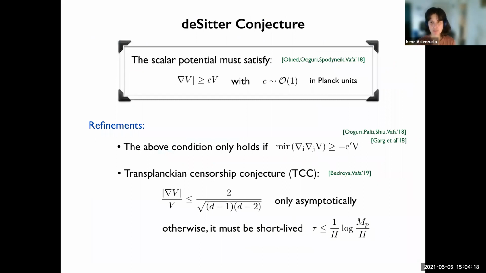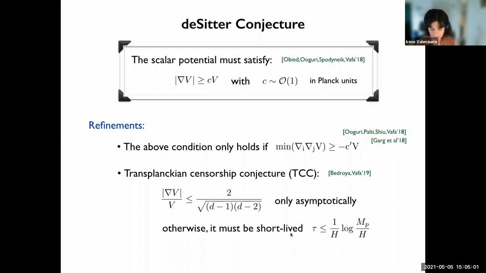So it was proposed by Kumron and collaborators that the scalar potential of a quantum gravity theory should satisfy this constraint on the slope of the potential, which was then forbidding the existence of the Sitter vacuum and so on. And then there are different refinements, in the sense that this should only be satisfied if this condition on the second derivative holds, or that this only needs to be satisfied if you are near some of these boundaries of the field space. And otherwise, what happens is that you can have a de Sitter vacuum, but it has to be short-lived. Okay, so here there are different proposals and so on.